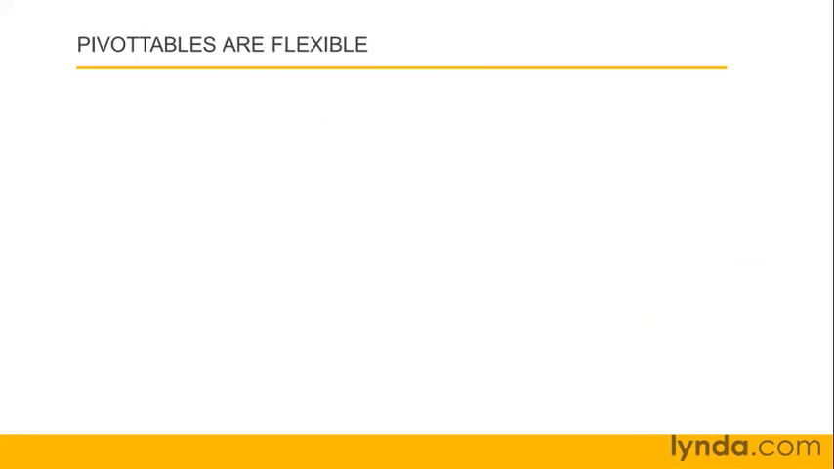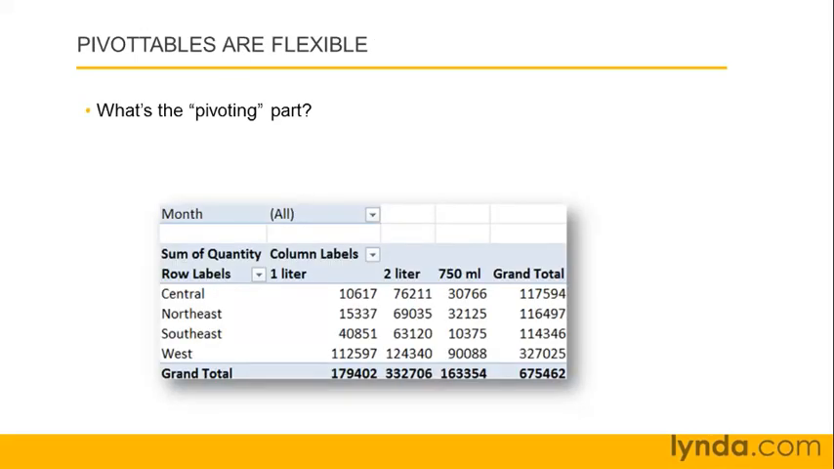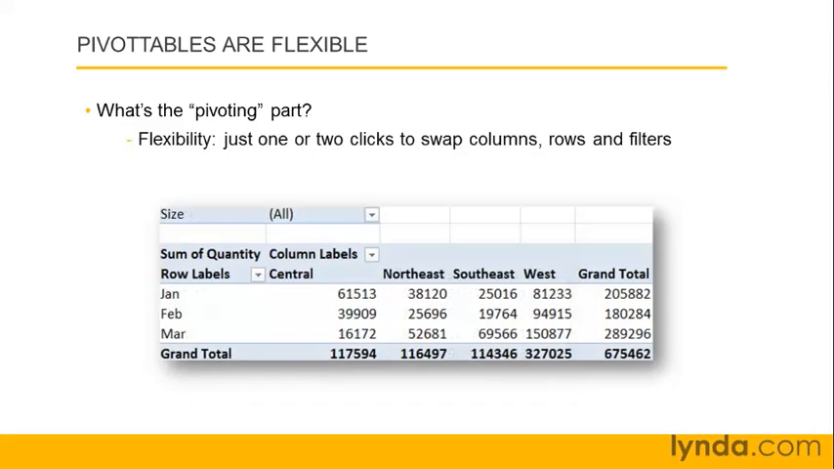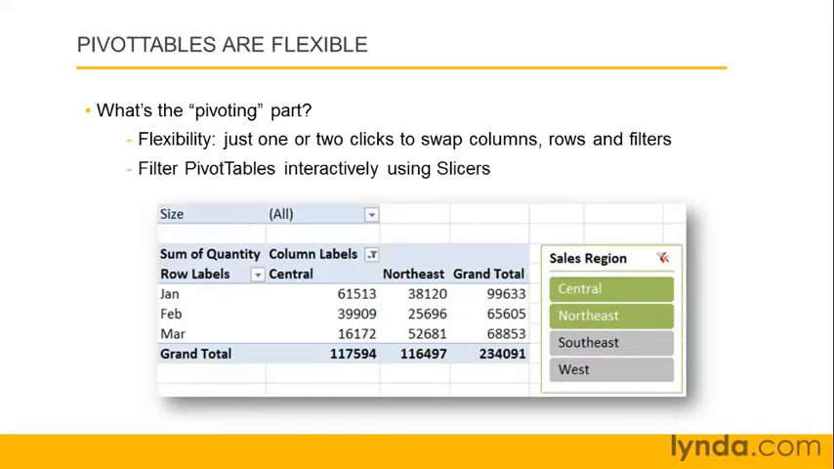Pivot tables are flexible. What's the pivoting part of a pivot table? They're flexible, and with just 1 or 2 clicks, we can swap columns, rows, and filters. Also, we can filter tables interactively with a feature called slicers, and slicers are new to the 2010 version of Excel. In addition to pivot tables, Excel also has a feature called pivot charts, where we can make a chart of all our data, and we'll look at pivot charts also in this chapter.